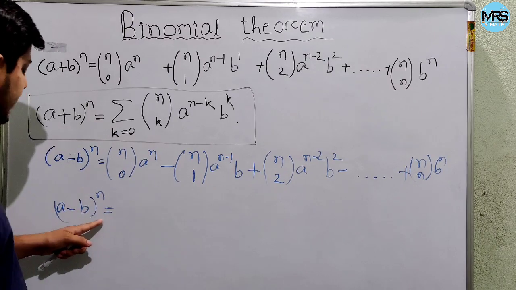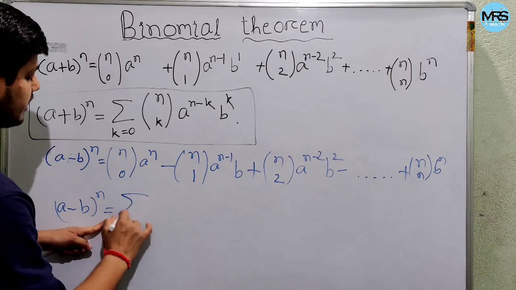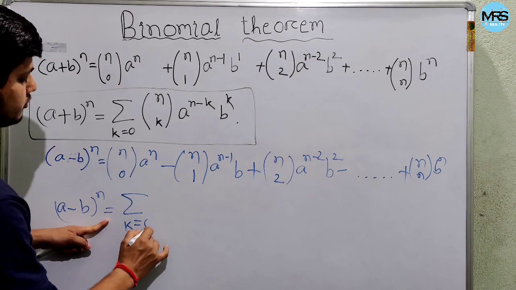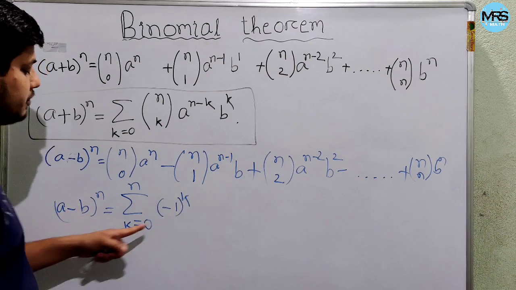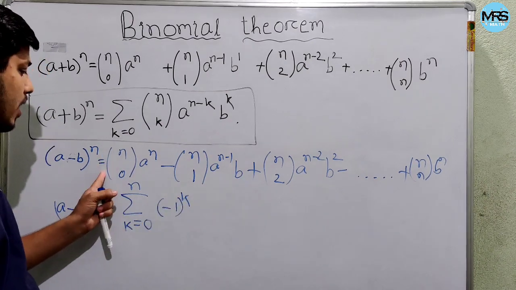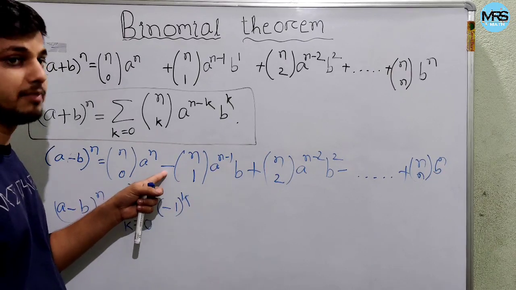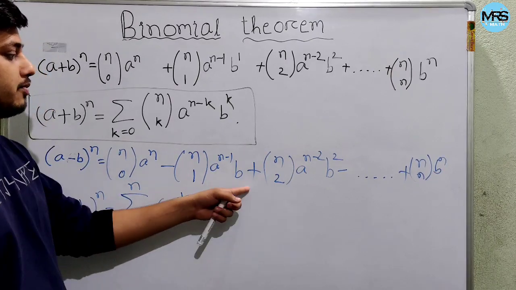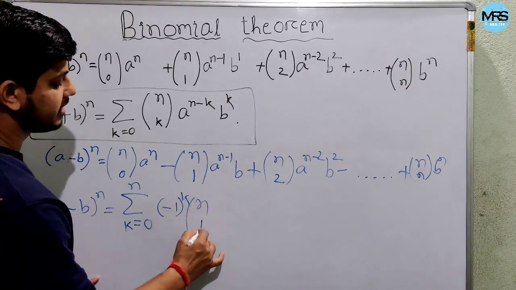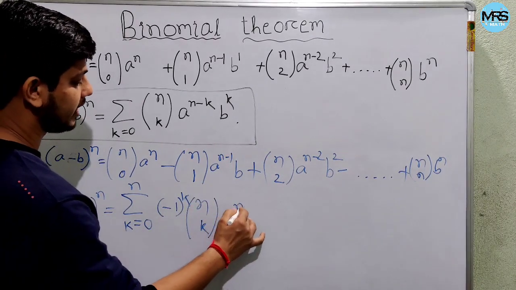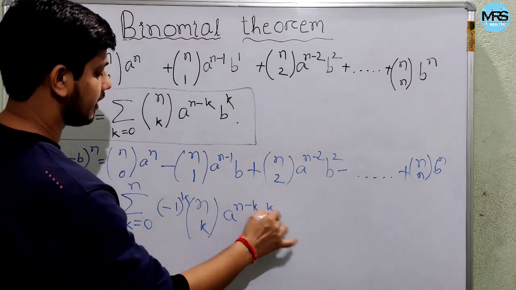Now we will write it in terms of summation. If I am writing it in summation form, then k equal to 0 to n, minus 1 to the power k. That means for k equal to 0 you get 1, for k equal to 1 you get minus 1, and if you put 2, then it will be plus, minus, plus. This way it will proceed, right? And everything else will be the same, that is nCk a to the power n minus k b to the power k.